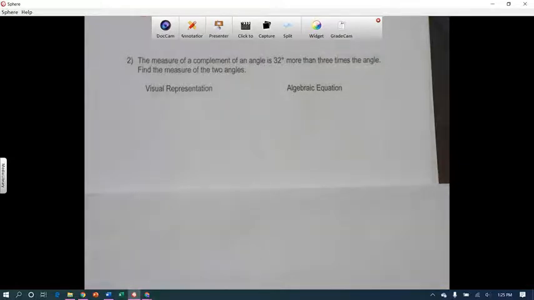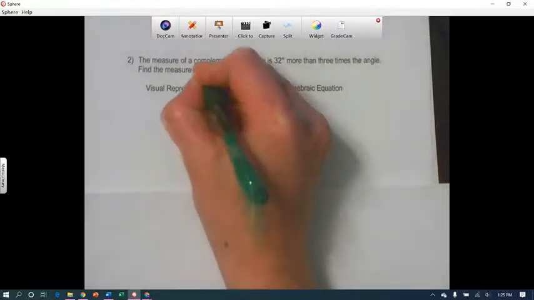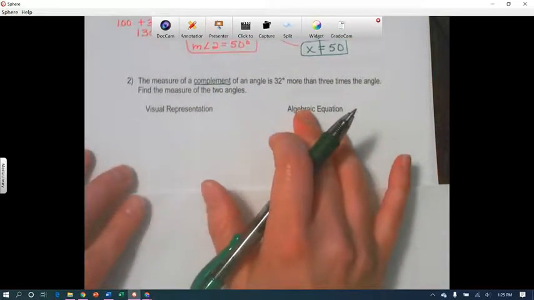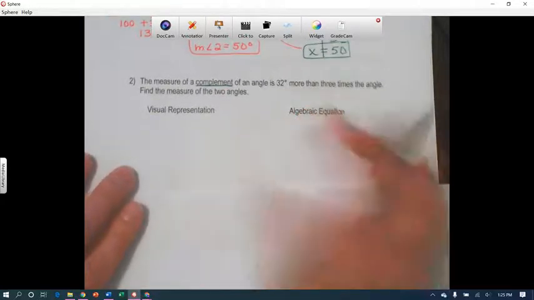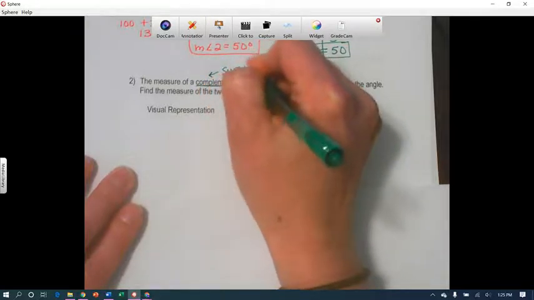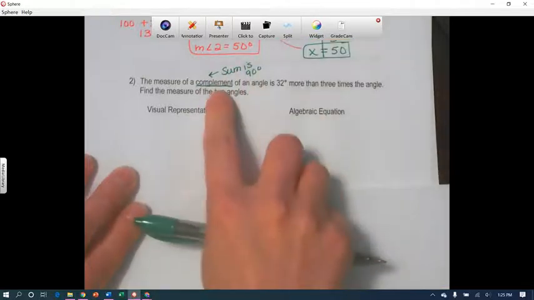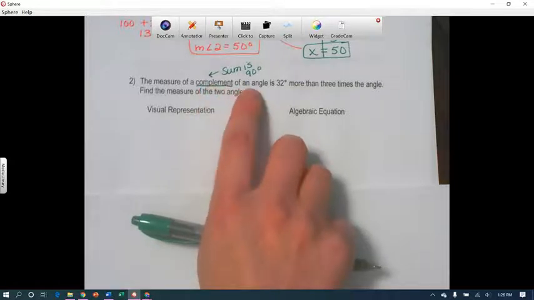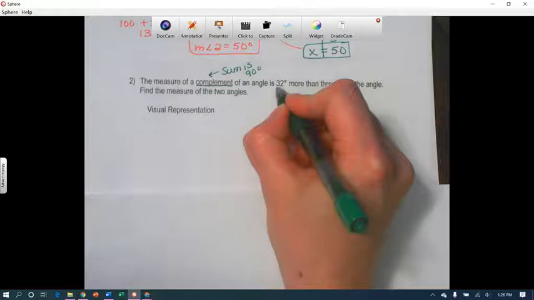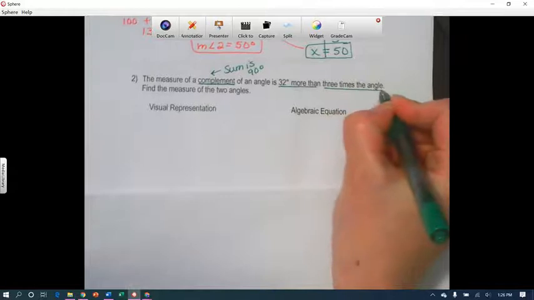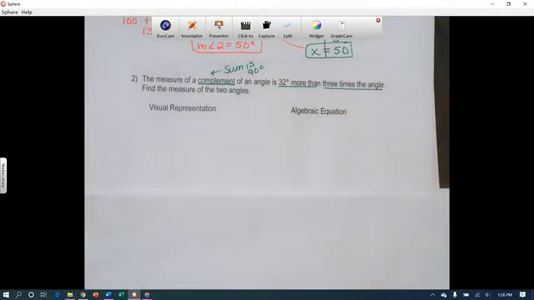So the measure of a complement, you should think of complementary, and that means the sum is now 90 degrees, because we see this word complement, which means complementary. The measure of a complement of an angle is 32 degrees more than 3 times the angle. Find the measure of the two angles.